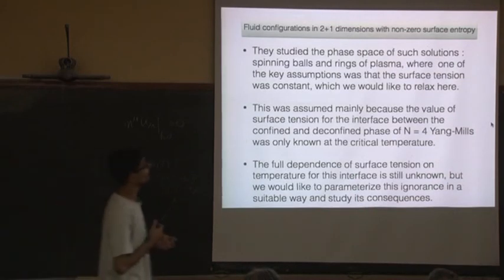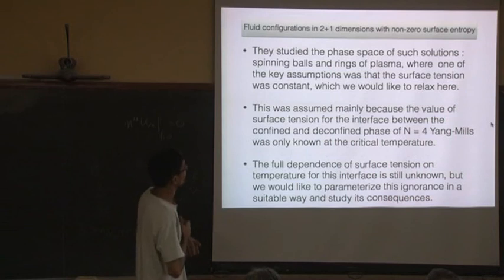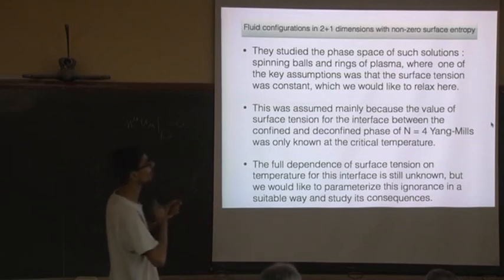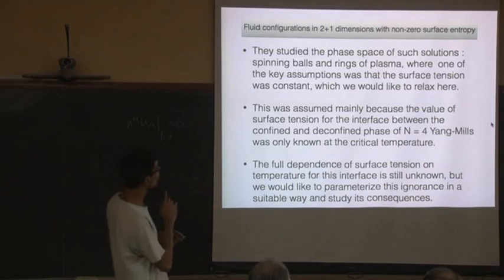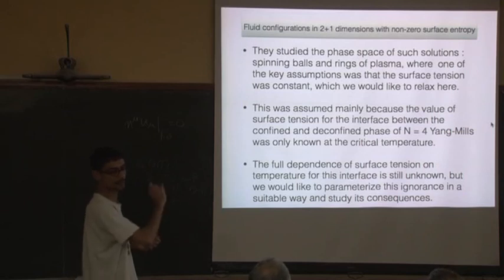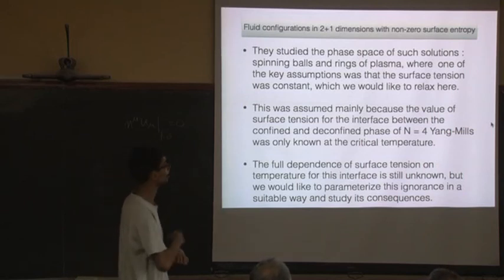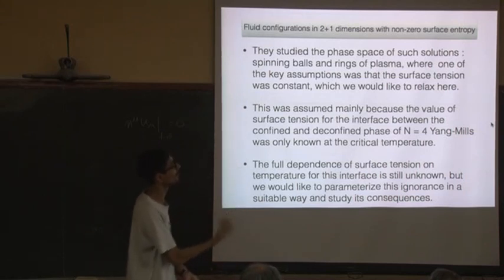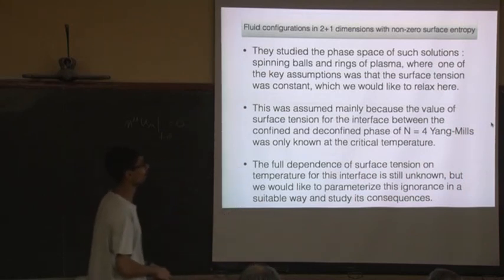So they studied the phase space of such solutions, I mean spinning plasma balls and rings of plasma. And one of the key assumptions was that the surface tension was constant throughout the surface, constant over temperature, which we would like to relax, because we want to see the effect of that extra term, which is equivalent to saying that we want to consider surface entropy to be non-zero.